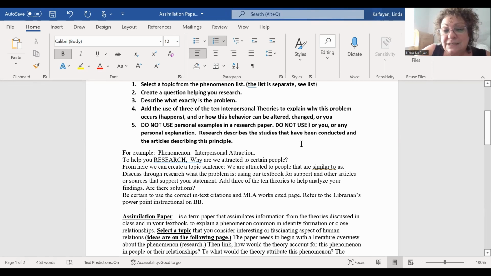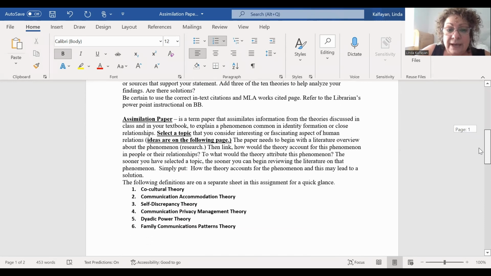Research describes the studies that have been conducted and the articles describing the principle. So according to Dr. Phillips in the article, Why We Are Attracted to Certain People, suggests, and you paraphrase, and then you give examples. According to a study researched in this same article or in another article, it found that. So that's how you want to use studies, not me, I, you, my neighbor, I have a friend. That's not research. Okay, moving on.